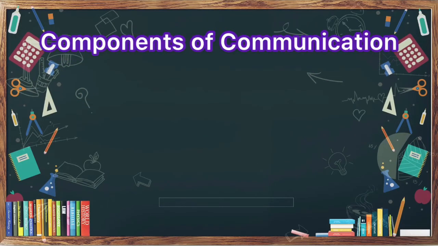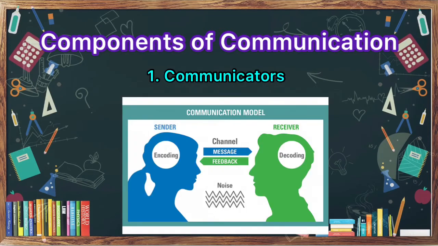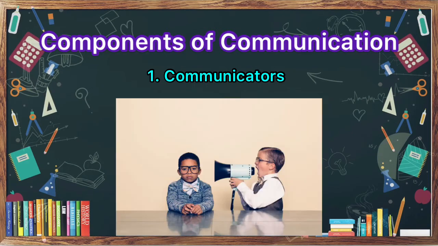Now, here are the essential components of communication. We have first communicators. When we are talking about communicators, we deal with two. First, sender or the encoder, and second, receiver or the decoder. Let's talk about sender or the encoder first. The sender or source imagines, creates, and sends the message. The source encodes the message by choosing just the right order or the best words to convey the intended meaning and presents or sends the information to the audience or the receiver.